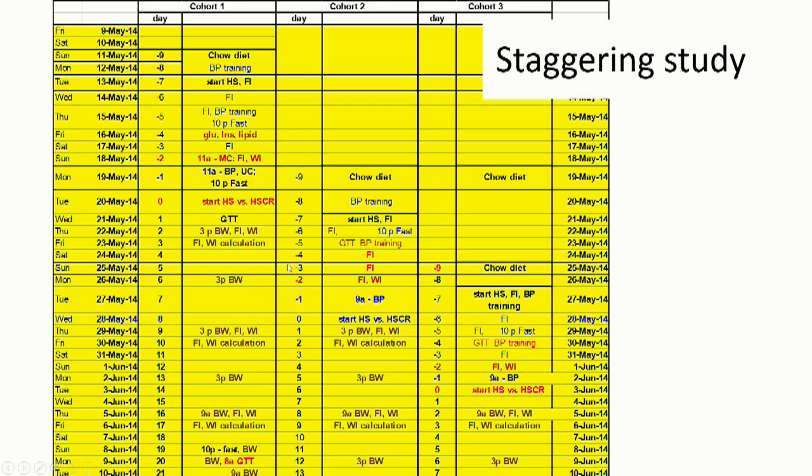So this is an example I did before, several years ago. In the first group we ran the blood pressure training, we started the diet, we measured the food intake, and we measured blood glucose, insulin and lipid. For the second group of the cohort, we probably had 10 or 15 animals. We ran it 9 days later, and then the last group we ran another 9 days later. So the first and the last were probably about 2 or 3 weeks apart.